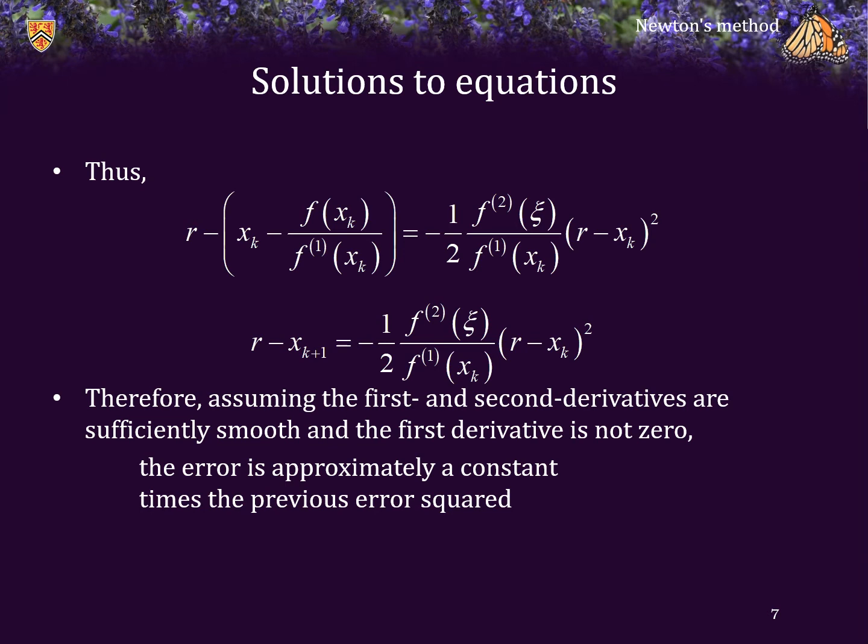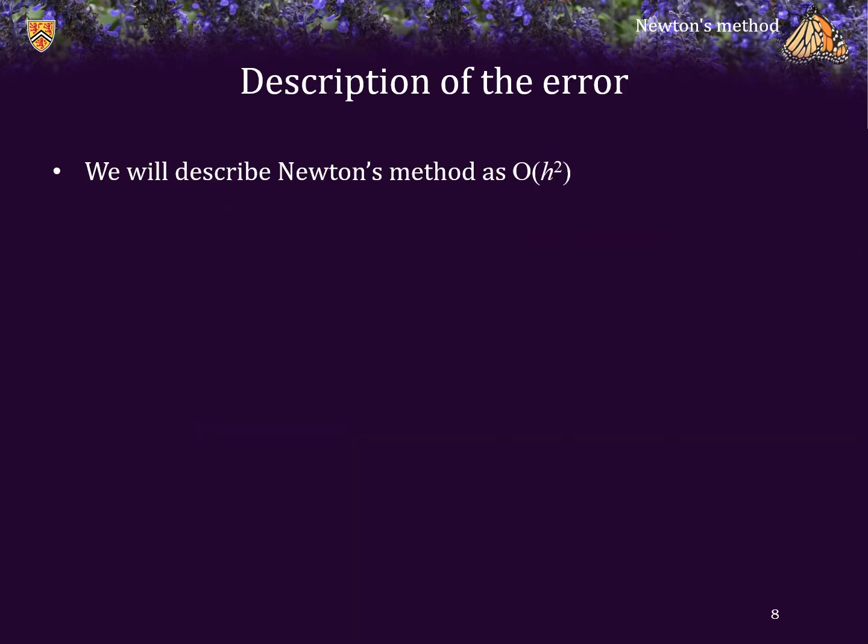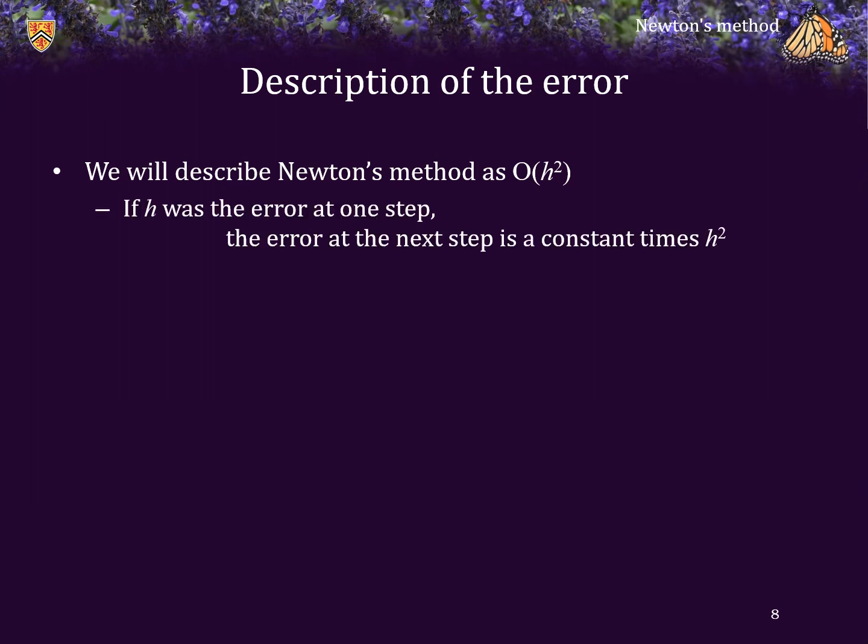Similarly, if the error was 0.0001, then the next approximation would have a constant times 0.00000001. That seems to be a very fast convergence. Now we are going to describe Newton's method as being order h squared. That is, if h is the error at one step, then the error at the next step will be some constant times h squared.